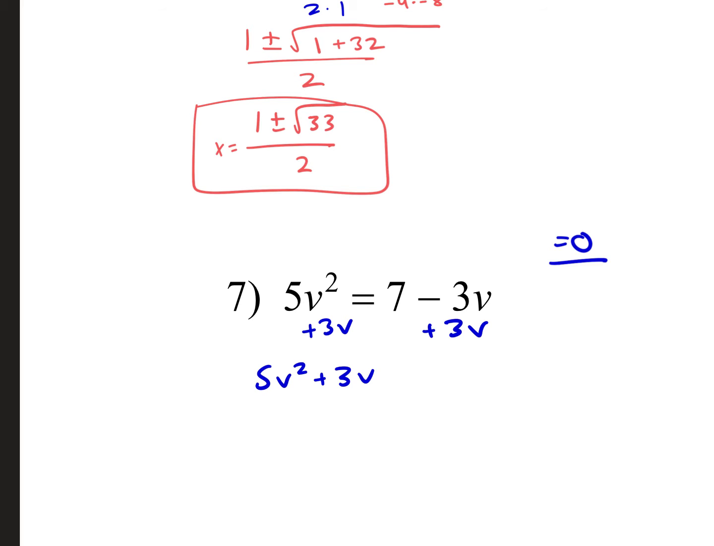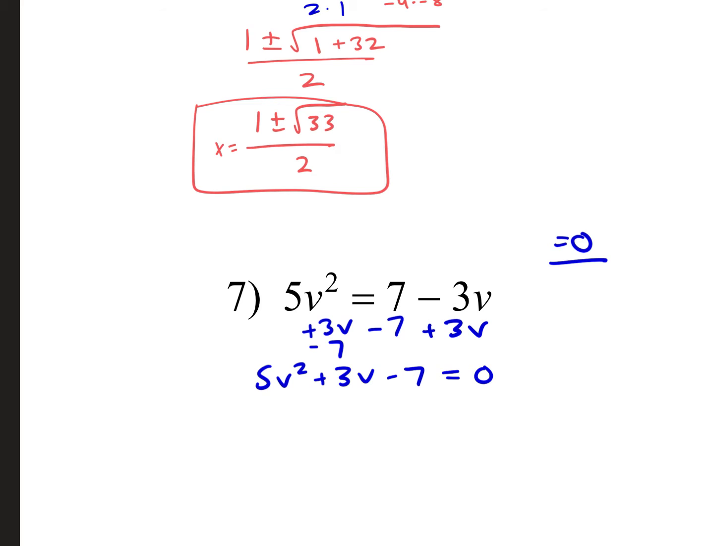What else do I have to do? Subtract 7. It's on the right side, so I subtracted 7 to move it to the left side. I just wanted to move everything on the right side to the left. If you move the 5v squared to the right, that's fine too. You'll get the same answer.